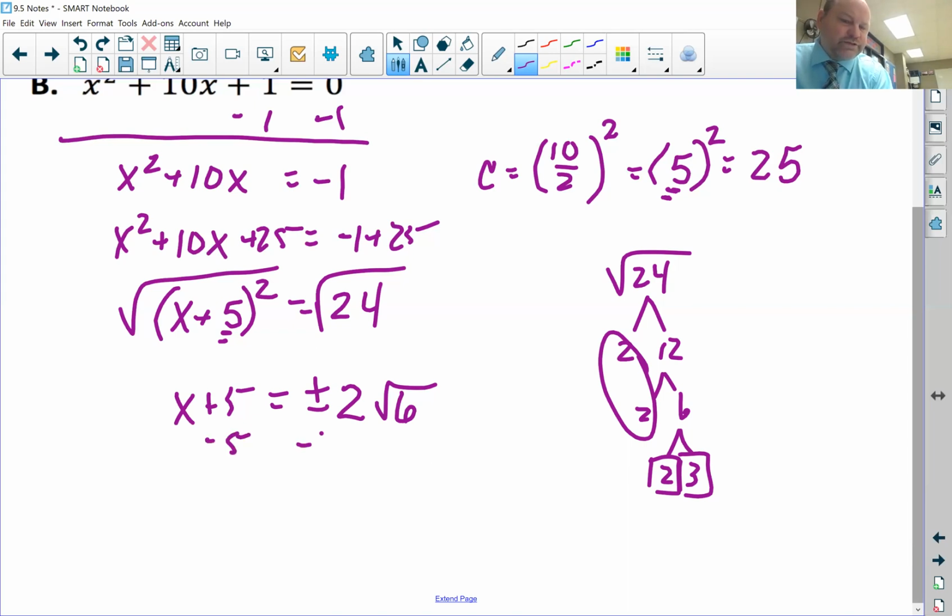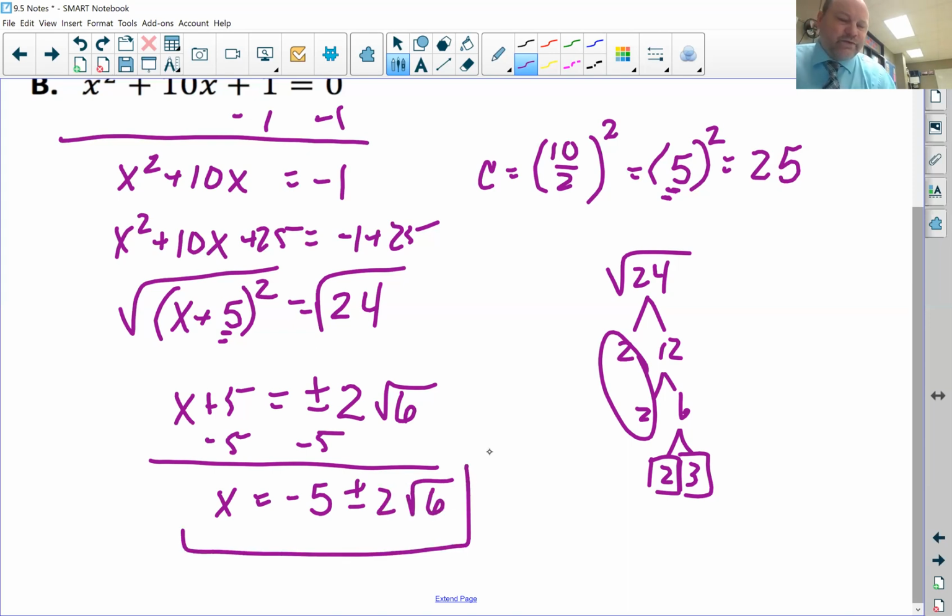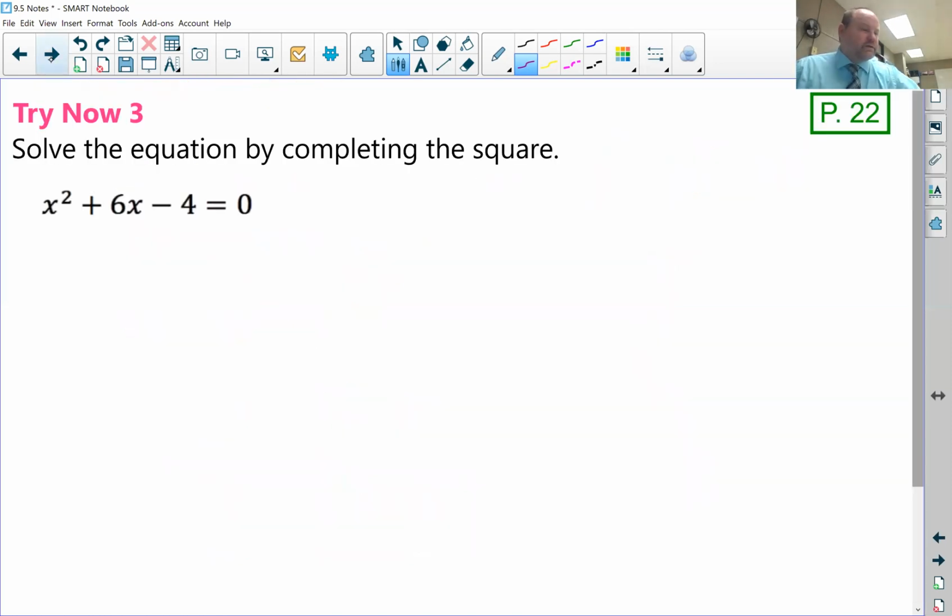Subtract 5 from both sides. Now the 5 and the 2 we cannot combine because the 2 has that root 6 with it. So that would be our final answer. All right, so go ahead and try this one. I'll give you a few minutes to work on it, and then we'll move to the next set.